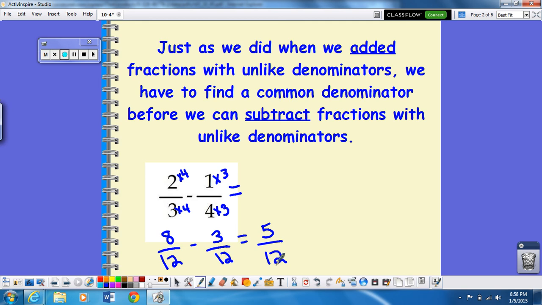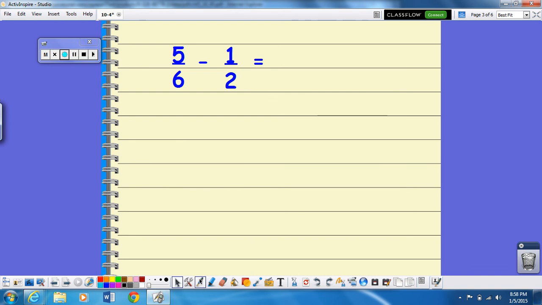Now remember, I told you this nine weeks, one of my biggest things I want us to work on is always making sure our numbers, our fractions, are in simplest form or lowest terms, or that they're reduced. When I look at 5/12, I know 5 is prime, so there's nothing else that can go into 5 but 1 and 5. So I know that this answer is complete. 5/12 is as low as that number can get. Okay? Let's look at another problem.